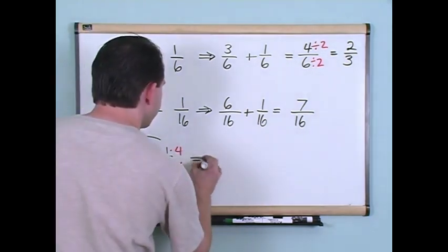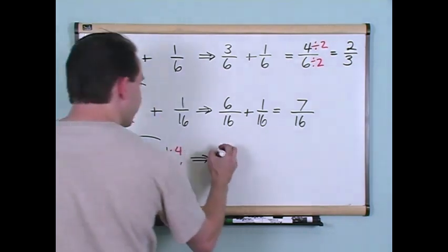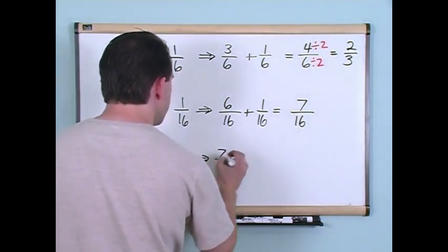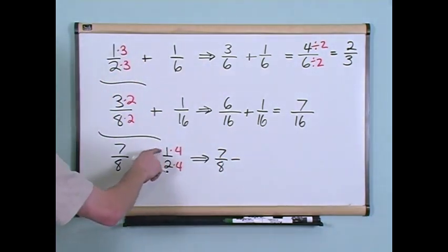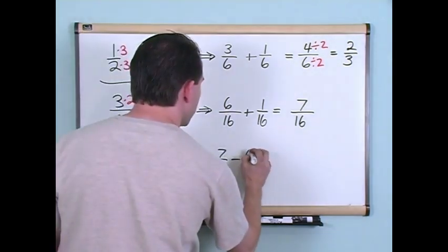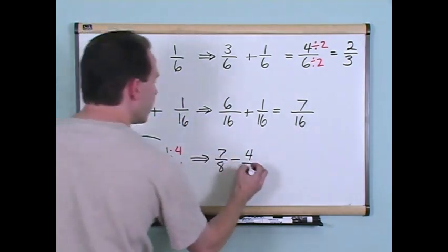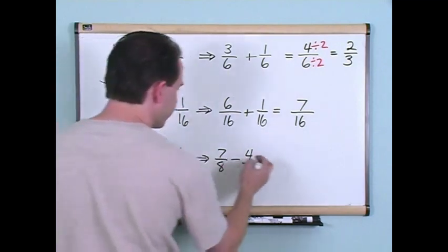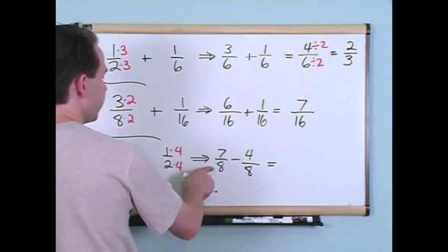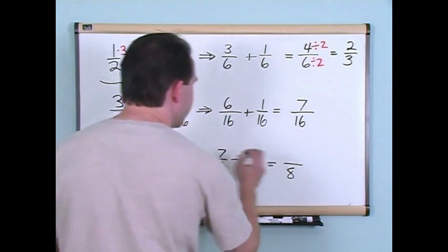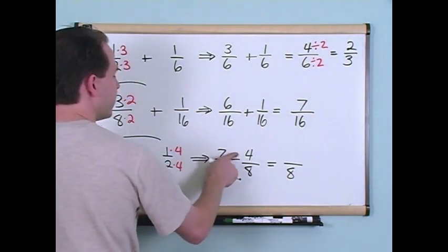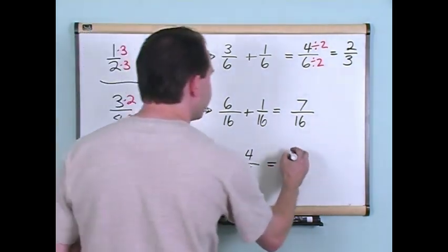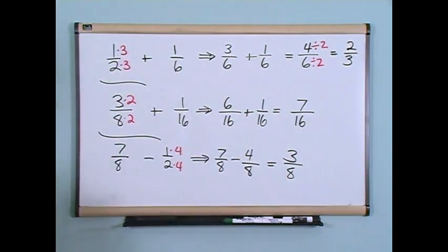So what I'm going to have in the end is 7/8, because I didn't do anything to that, minus, on the top I have 1 times 4, gives me 4, and on the bottom I have 2 times 4, and that gives me 8. So at the end of the day, the bottom number is the same, so I keep it. The top number is 7 minus 4. Subtract, you get your 3. 3/8.